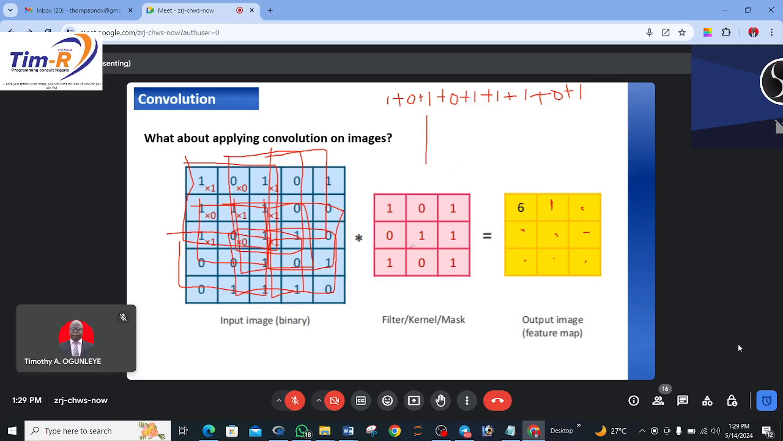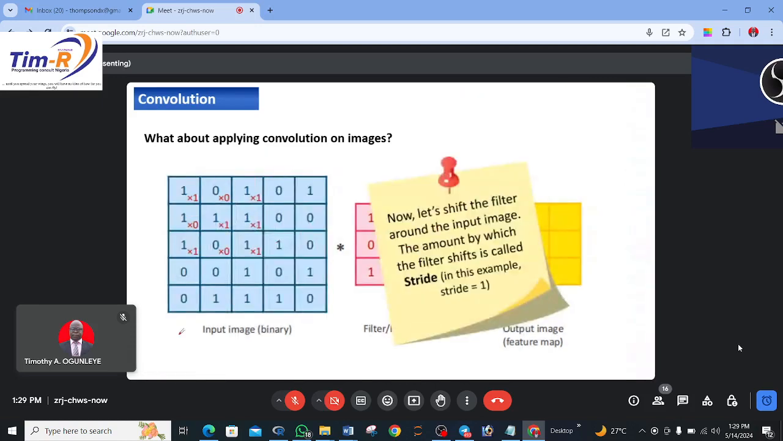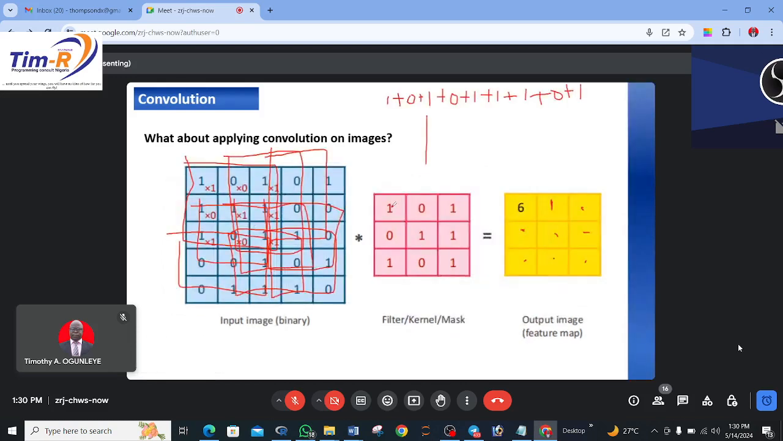So we use all this mask here, we put it on the image, and we calculate the value and it gives us the output. We're going to see that because it has to do with shifting the filter around the input image. The amount by which the filter shifts is called stride. In this example, we have stride equal to 1, which is this one here. The stride here is 1.